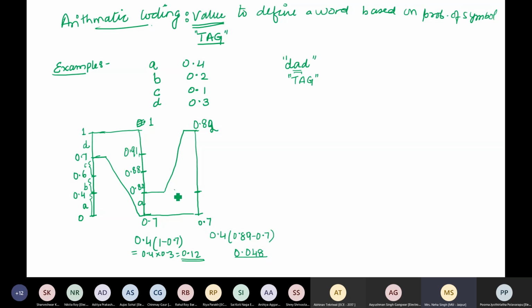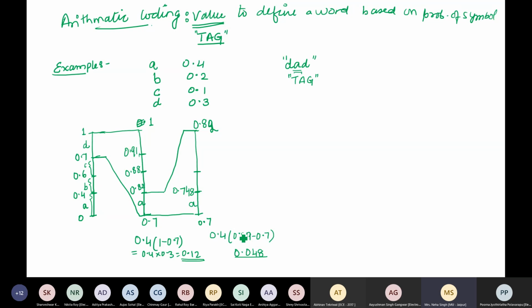So what is this interval? 0.748. Right? So any number which lies between 0.7 and 0.748 will be the tag for DAA transmitted. Okay. What would be the next interval for B?